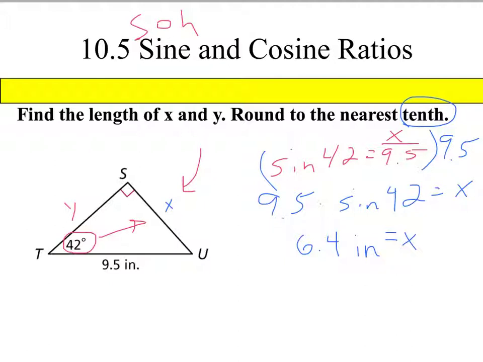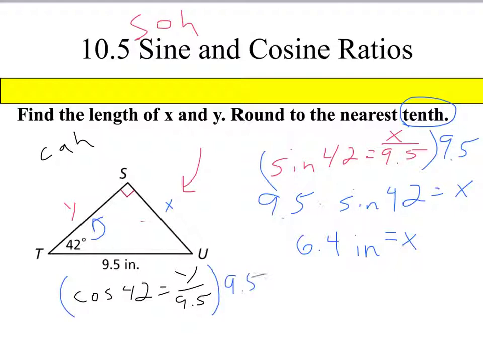All right. Now we're going to be finding y. If I erase this little triangle, here we go. We're going to be finding y here. In relationship to the 42-degree angle, y is my adjacent side. I still know my hypotenuse of 9.5. If I know my adjacent and my hypotenuse, I'm going to be using CAH, which is cosine. So cosine of 42 is equal to y over 9.5. How do you solve for y? I'm going to be multiplying by 9.5.